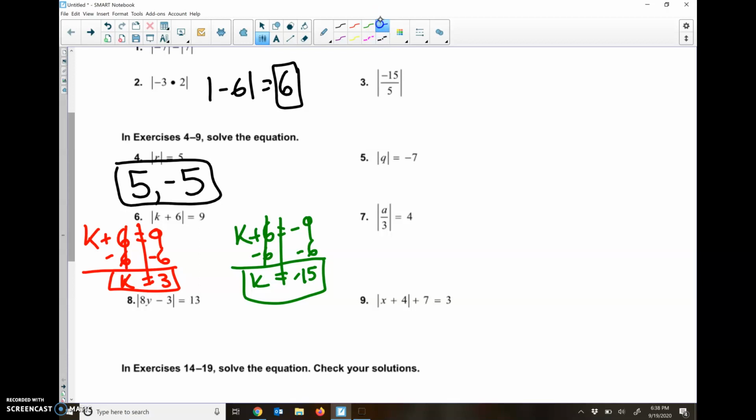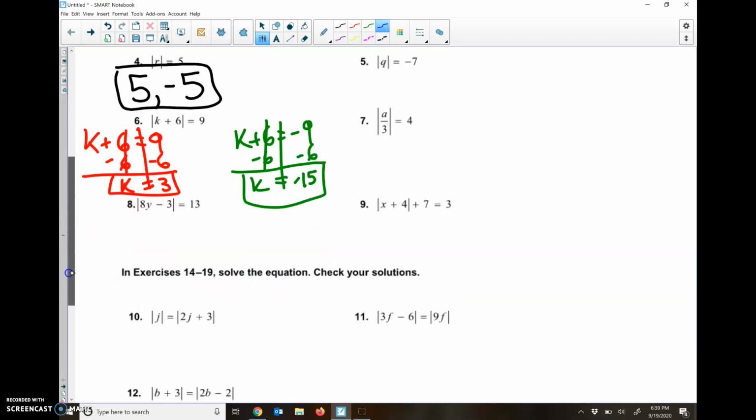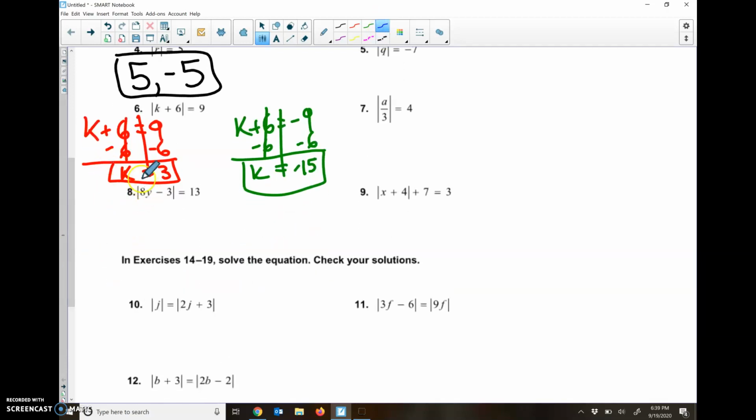Okay, 8 is a little more difficult because I have an 8 in front of the y. Otherwise, again, this is not a bad problem because the absolute value bars are already by themselves. So I can just start off right away writing my two equations. One with a +13 and one with a -13. Whoops, not a -13 yet. 8y minus 3 equals -13.